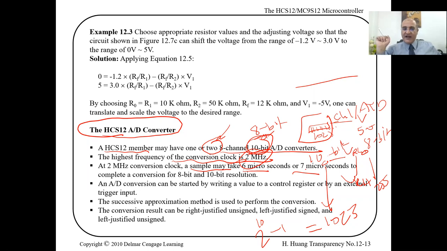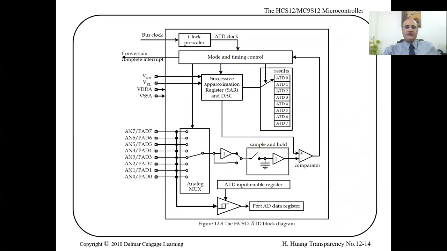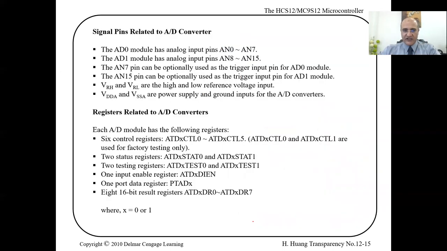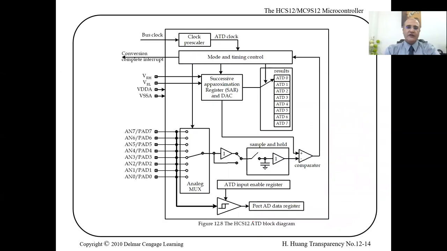The A to D reads the value, does successive approximation, saves the value in a register. The value saved in the register is either right justified or left justified, signed or unsigned. We're going to talk about that soon when we start dealing with numbers. This is how it looks. Let me explain this last thing. And maybe next time we'll look at the registers. And when I explain this, next time we start with the registers and write code, okay?